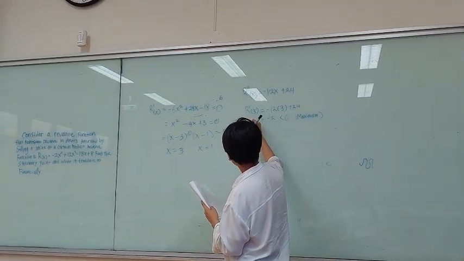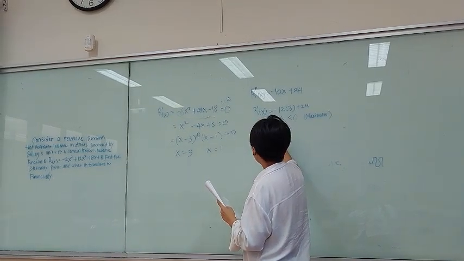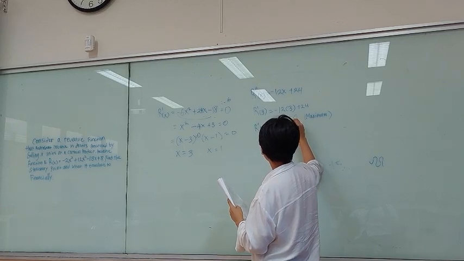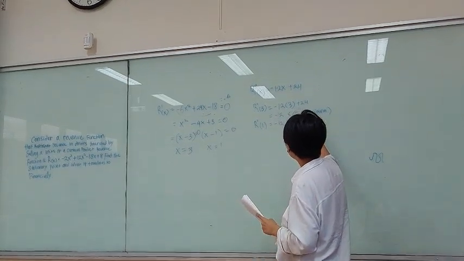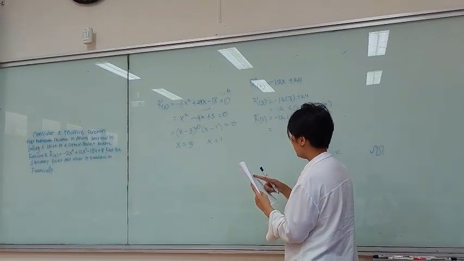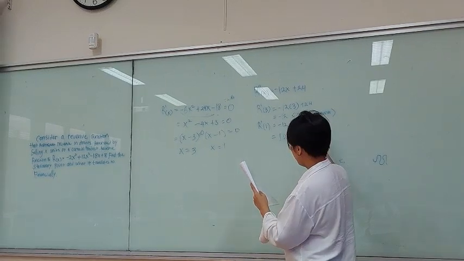Meanwhile, the second derivative using x equals 1 would go to -12 times 1 plus 24. That would go to 12, which is more than 0, so it is a minimum.